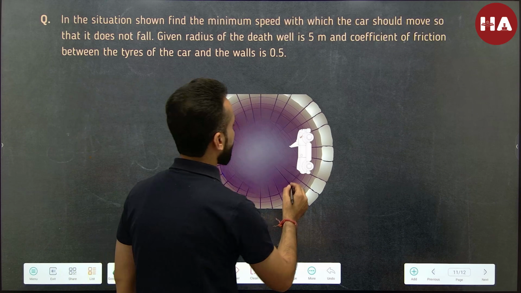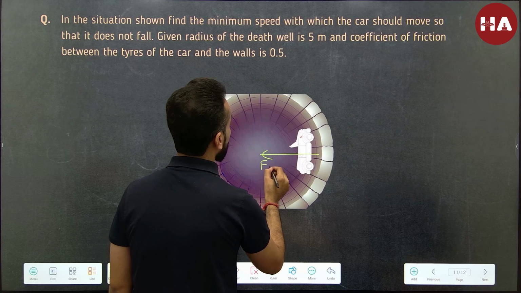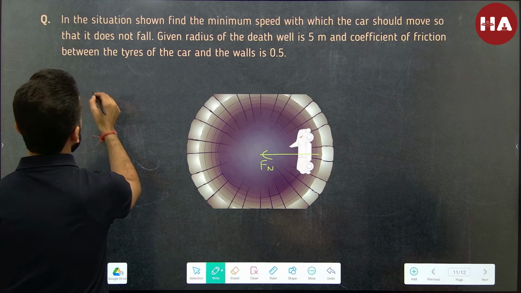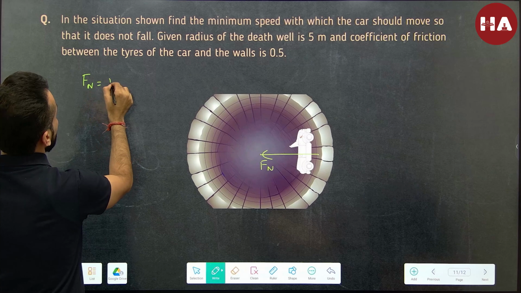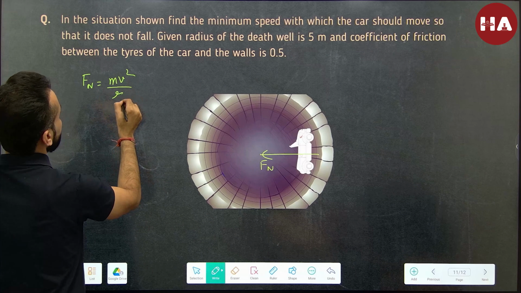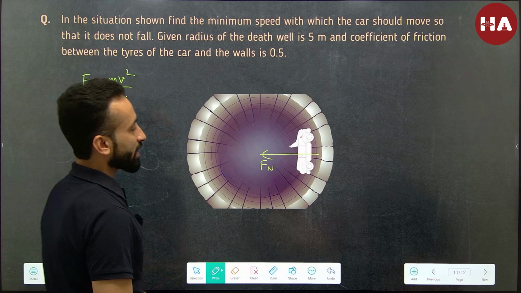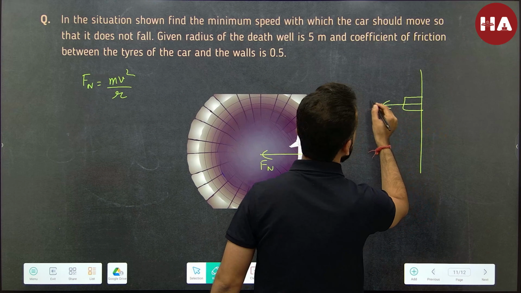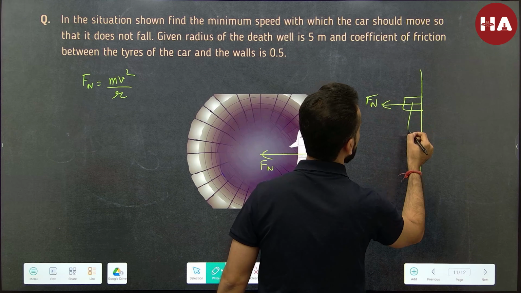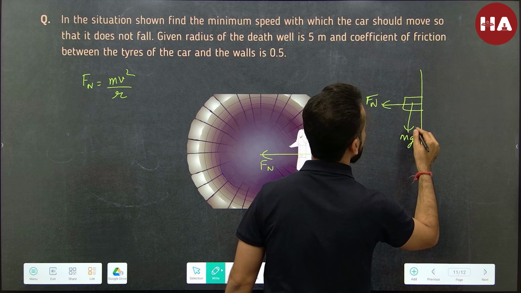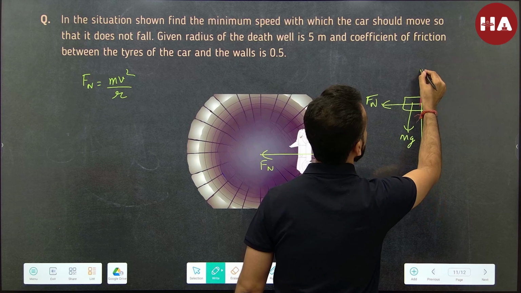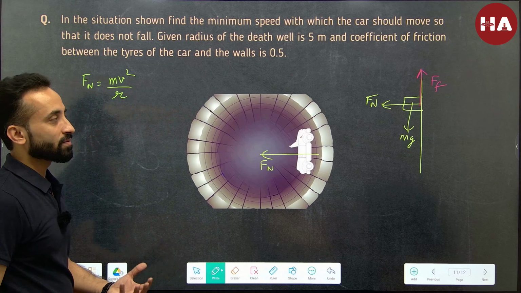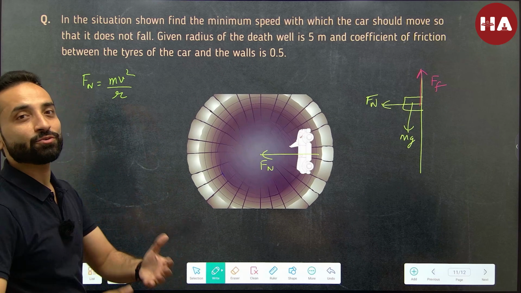Let's understand why. So this is going to be the normal contact force that the car is going to experience, and this normal contact force is going to provide the necessary centripetal force, isn't it? While if you draw the free body diagram of the car like this, let's say this is the car, so this is the normal contact force, weight is going to act downwards and friction is going to act upwards. All right, so now do you understand why you need to drive fast?